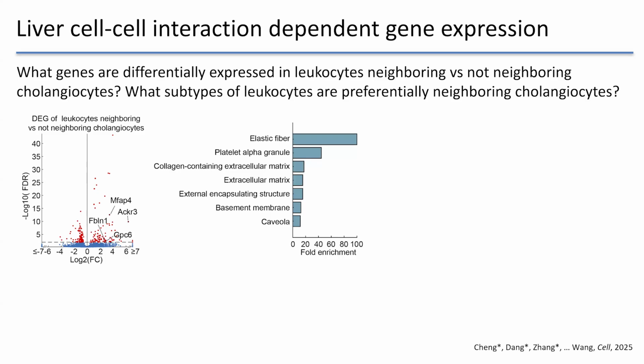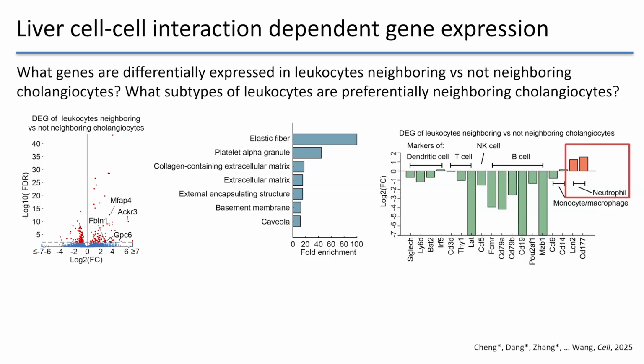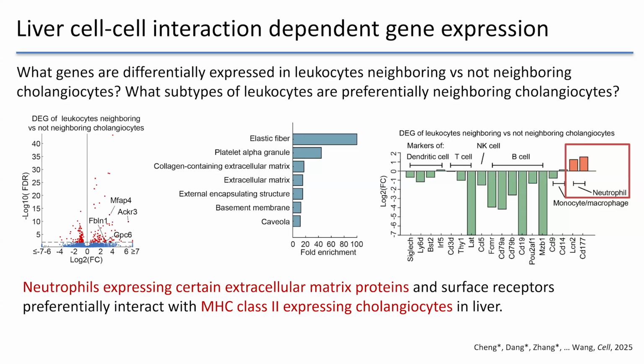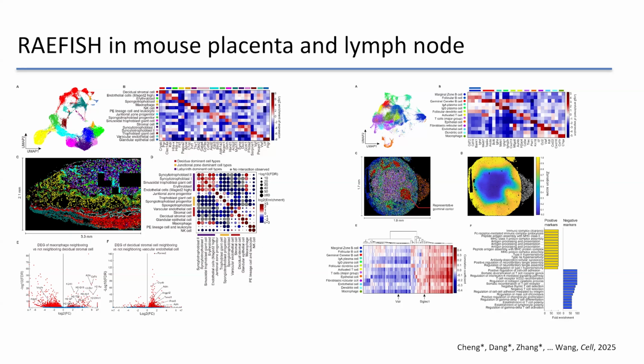To distinguish which subtypes of leukocytes preferentially interact with cholangiocytes, we found particularly some neutrophil markers are preferentially upregulated in the leukocytes neighboring cholangiocytes. And these results suggest that neutrophils expressing certain extracellular matrix proteins and surface receptors preferentially interact with MHC class II expressing cholangiocytes in liver. We similarly applied RAEFISH in mouse placenta and lymph node tissue sections and generated similar spatial-dependent gene expression observation at different spatial length scales in a hypothesis-free manner.